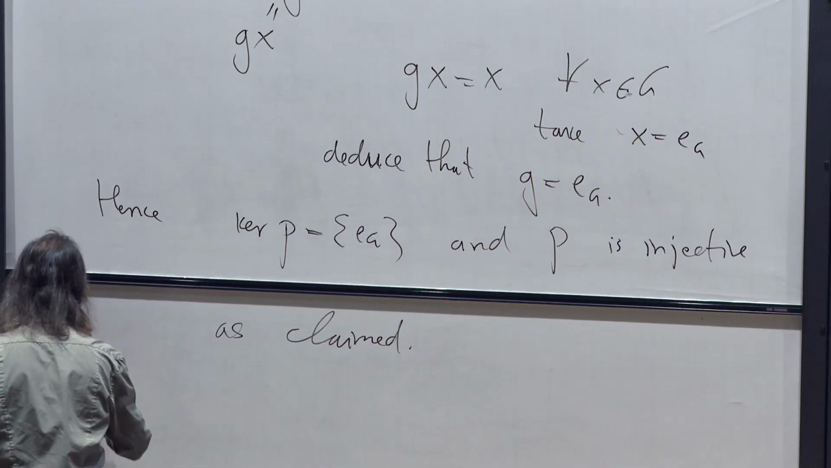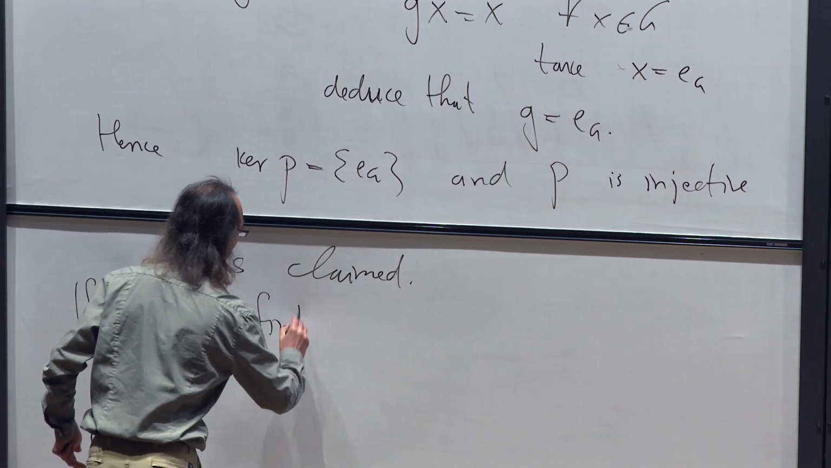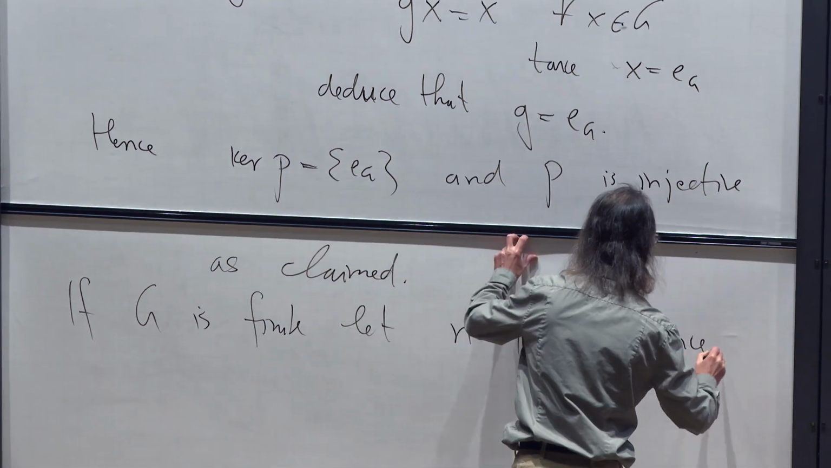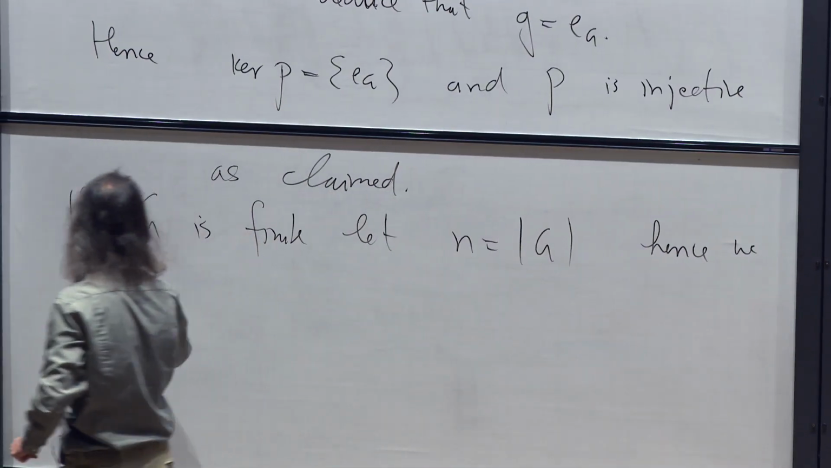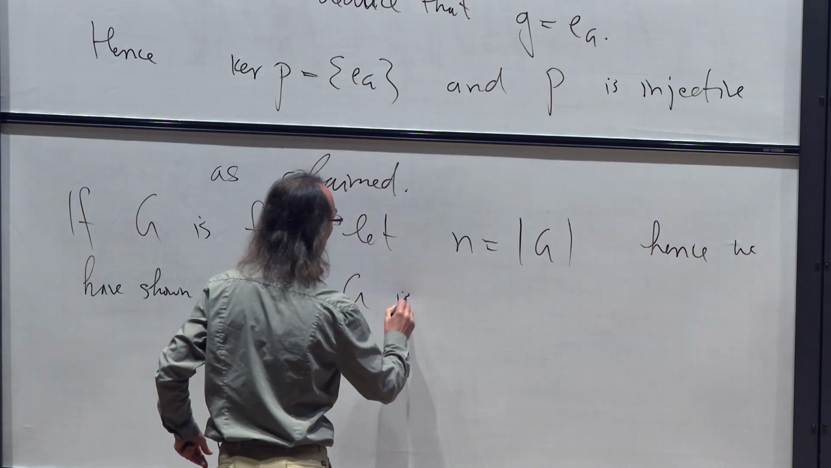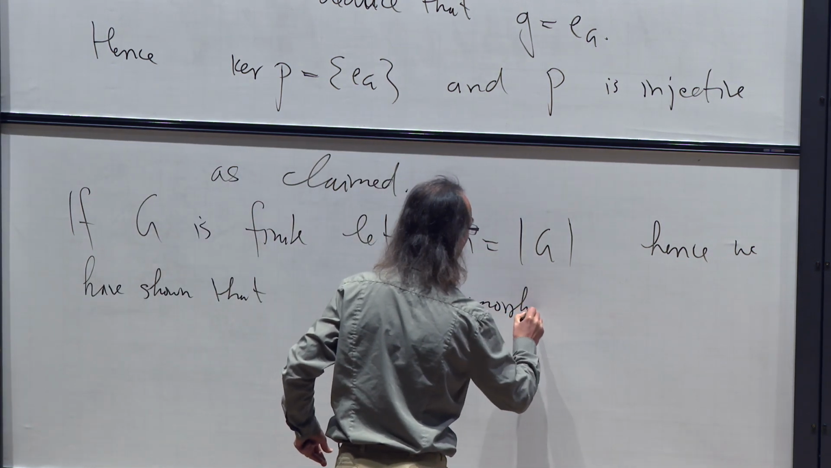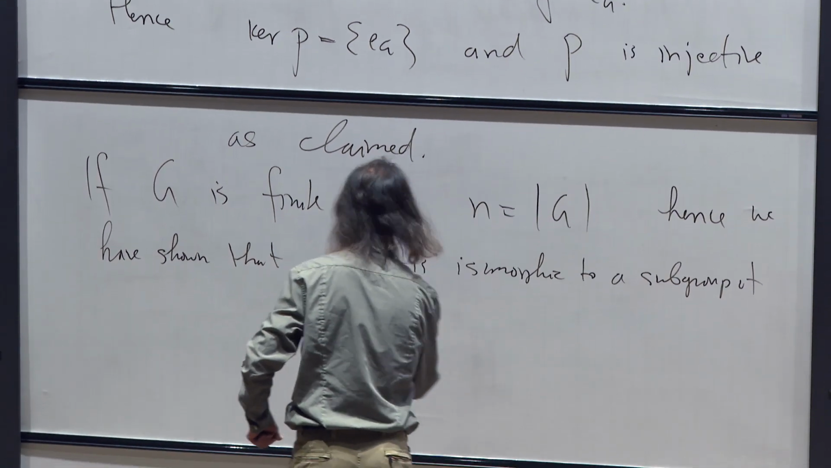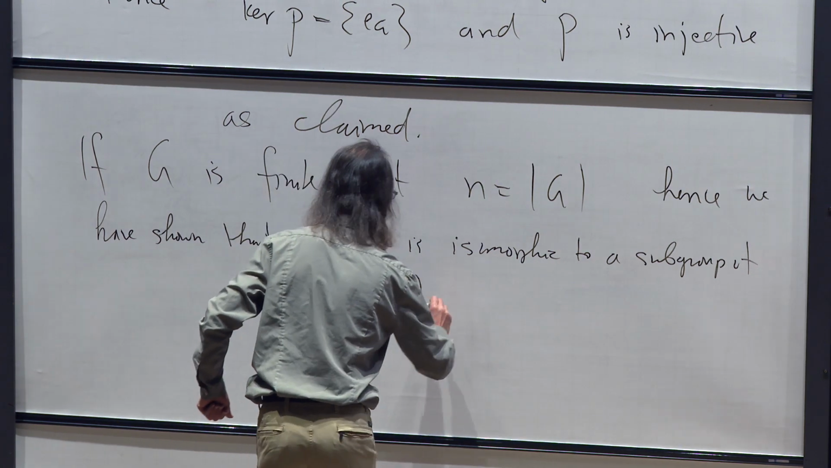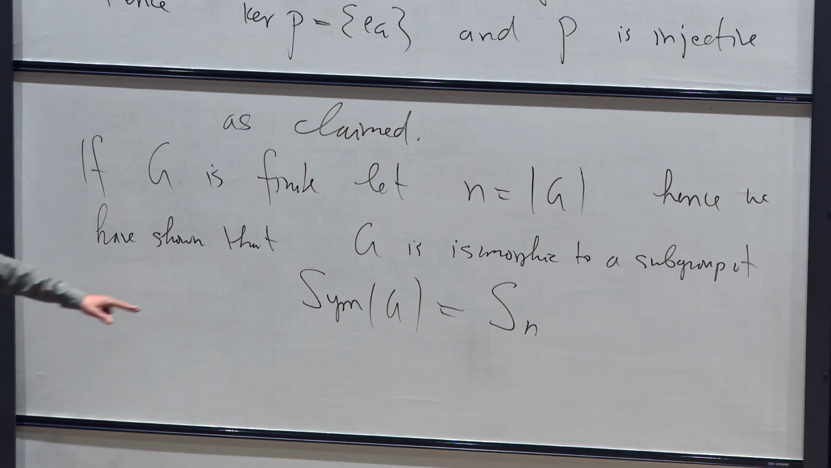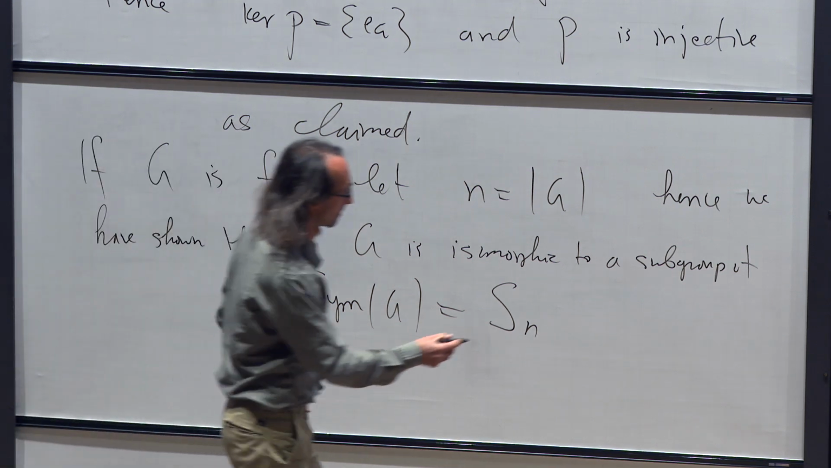So if G is finite, we let n be the size of G, and hence we have shown that G is isomorphic to a subgroup of Sym(G), which is the same as Sn, right? The permutations on n elements is just the symmetric group Sn, and this proves Cayley's theorem.